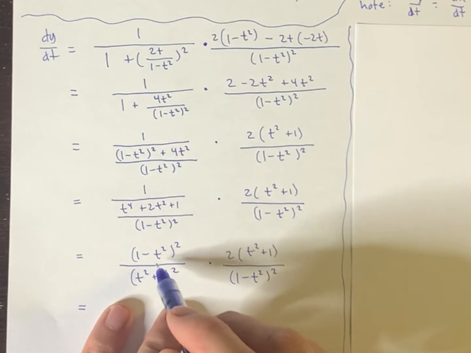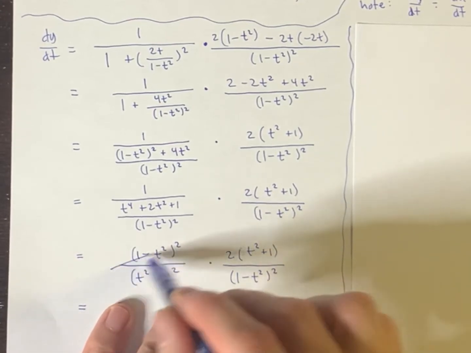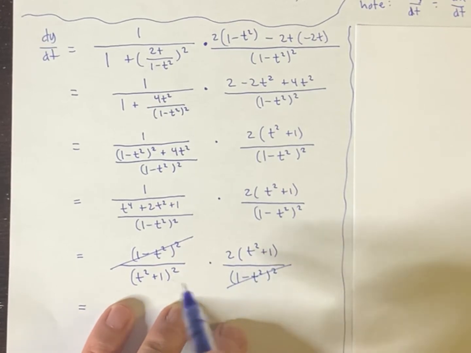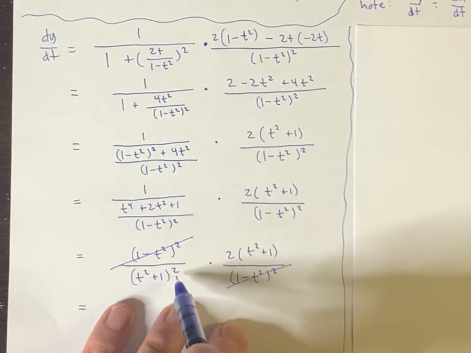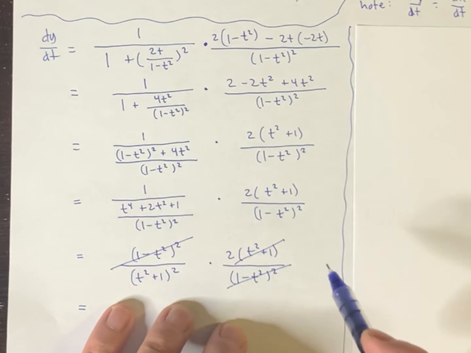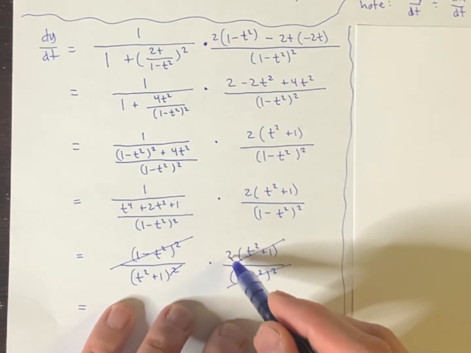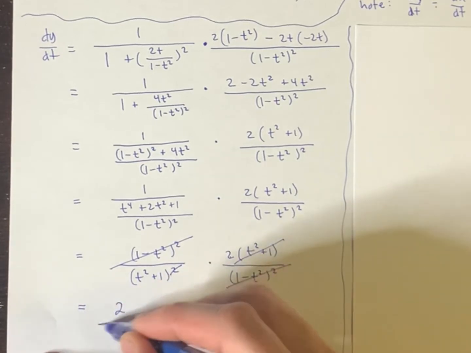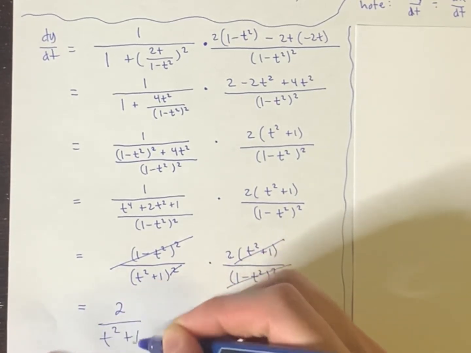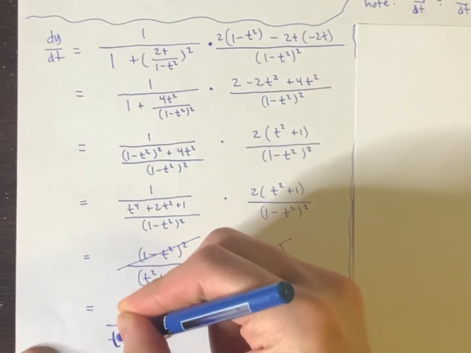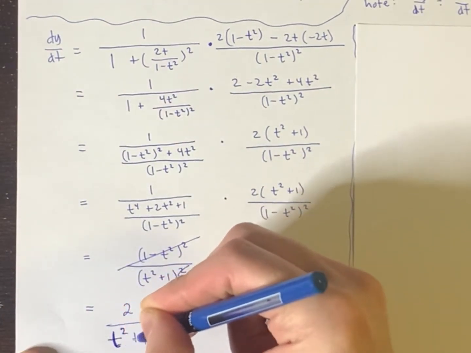And we have 1 minus t squared, squared. This perfectly knocks this out. And notice that we have t squared plus 1 and t squared plus 1 squared. So this one copy knocks out the 2, which leaves 1 copy remaining. So it's going to be 2 over t squared plus 1. So this is what we get for dy/dt. We have 2 over t squared plus 1.